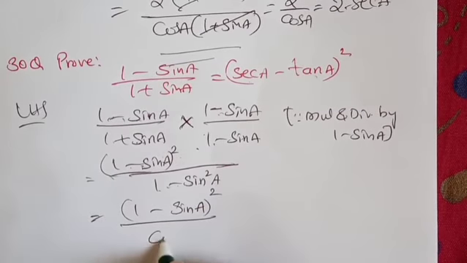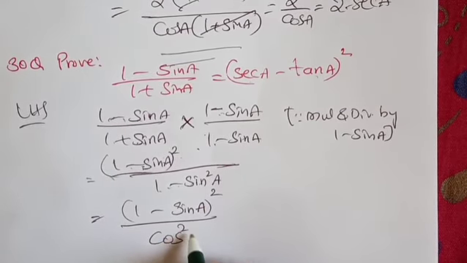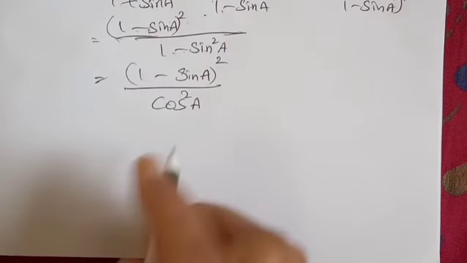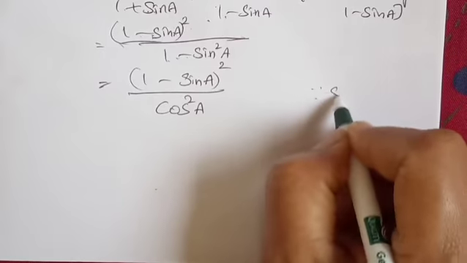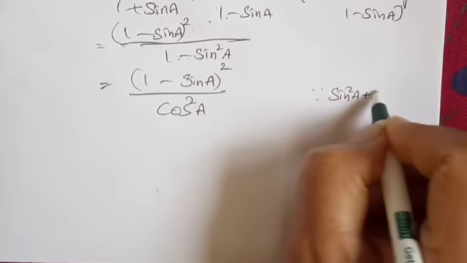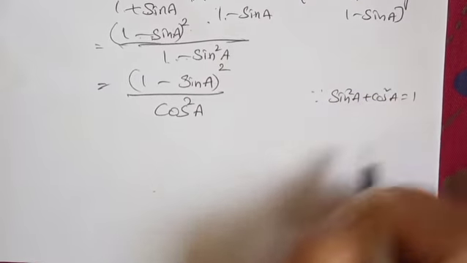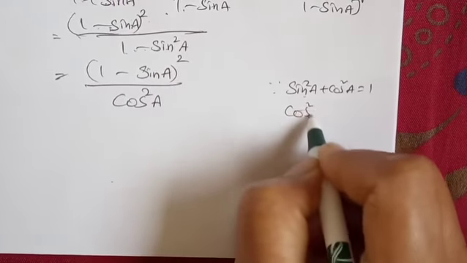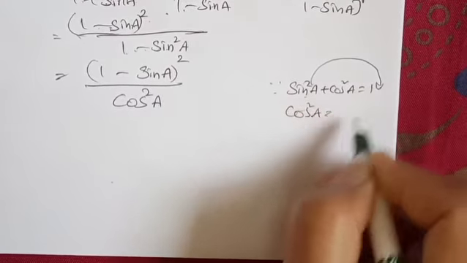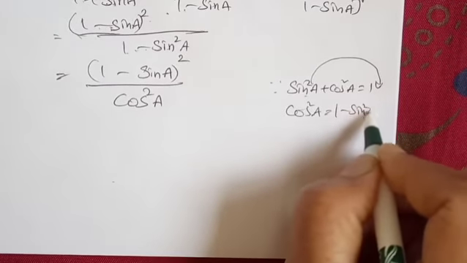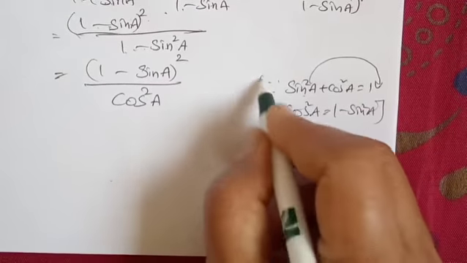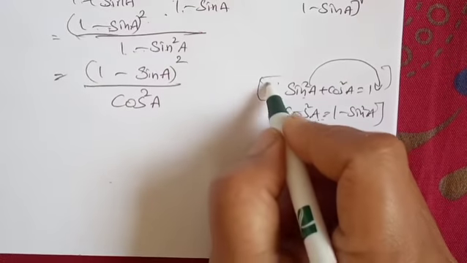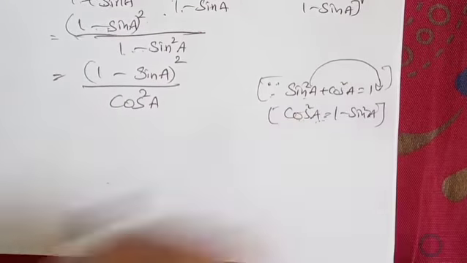1 minus sin square is nothing but cos square A. We will write since sin square A plus cos square A is equal to 1, correct? So from this we can write cos square A is equal to, transposing to the right side. This is actually enough to write as the reason, but once again I am explaining how we are getting this.